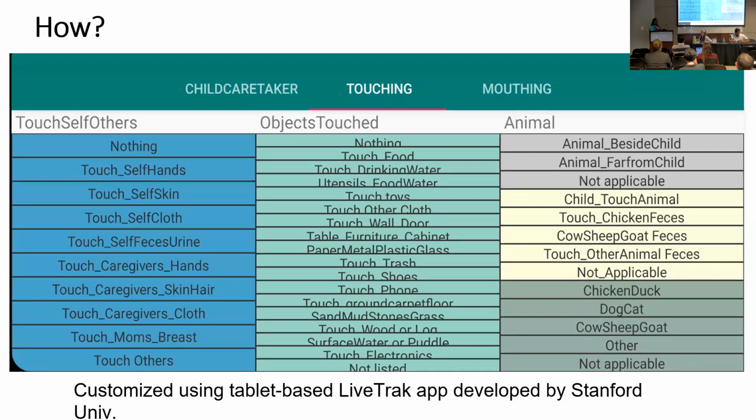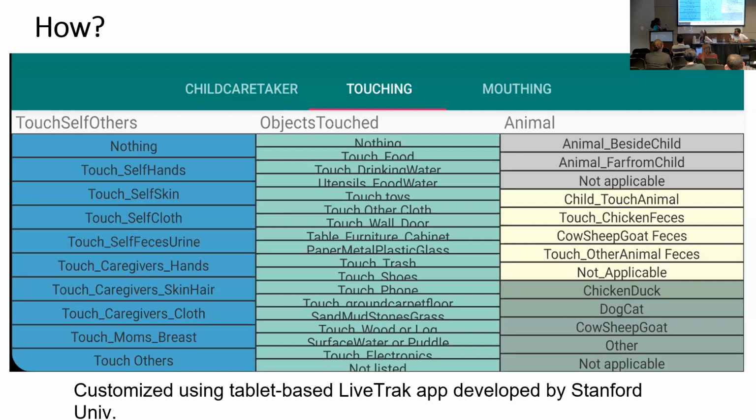So how do we do that? We have a tablet-based application called LiveTrack, that was actually developed by Stanford University, and we've adopted it to our work. The interface gives you the opportunity to really capture the events that are happening around the child. As you can see from this snapshot, we look at what the child touches. We also look at what happens around the caregiver. Like I said, one of the objectives was to look at the caregiver behaviors. And then we also look at what the child is able to put into their mouth.